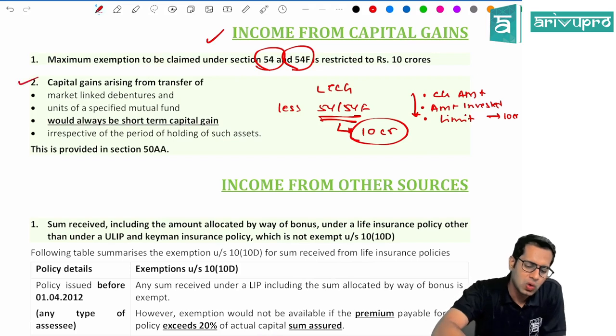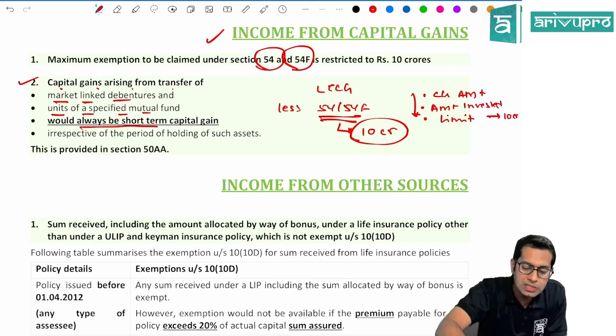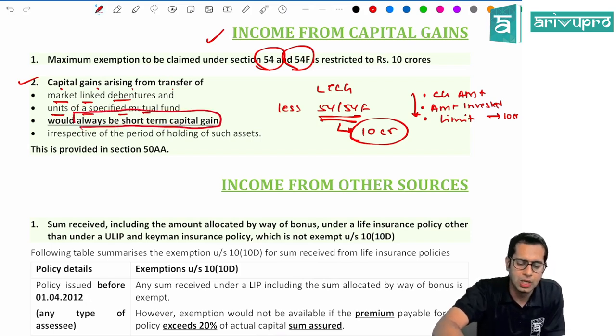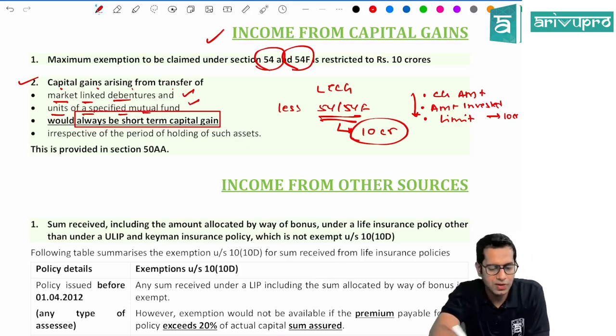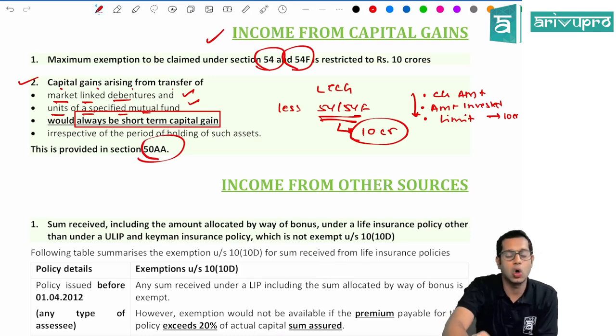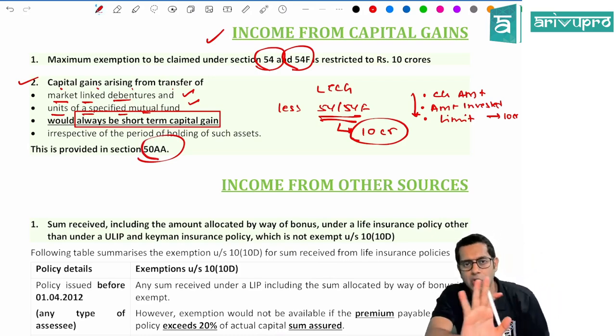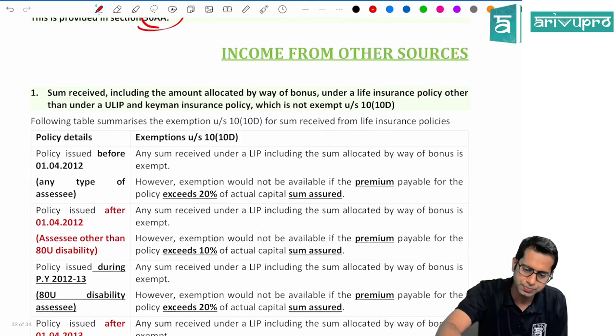Then they have told one more point, that capital gain arising from transfer of market linked debentures and units of specified mutual funds will always be short term capital gain. So if you are selling market linked debentures or units of specified mutual funds, then the capital gain which you are going to get is always treated as short term, irrespective of your period of holding.